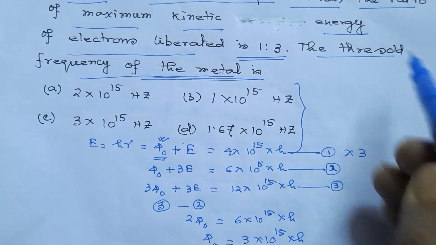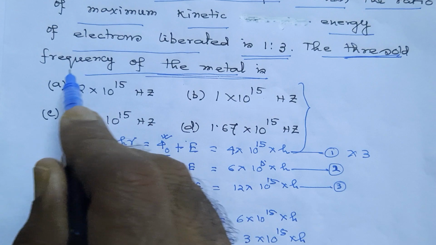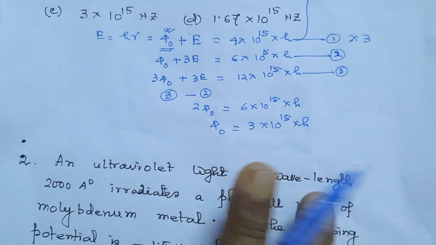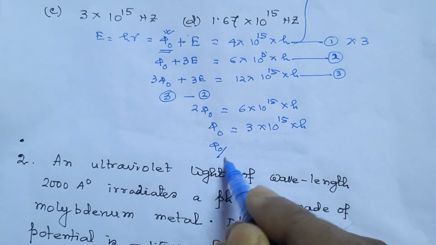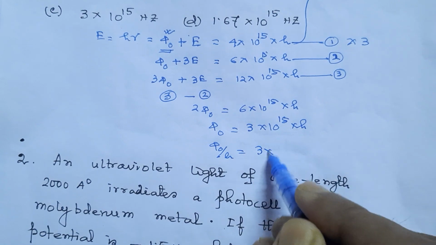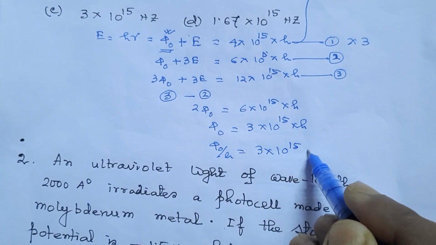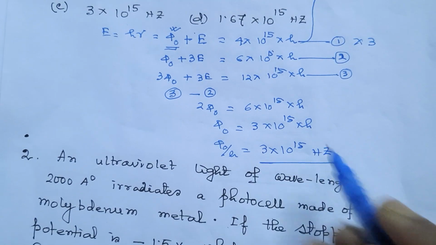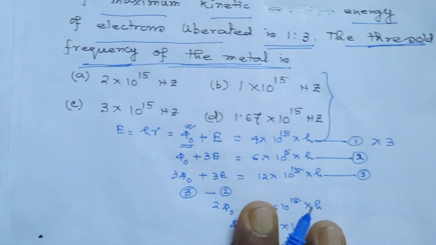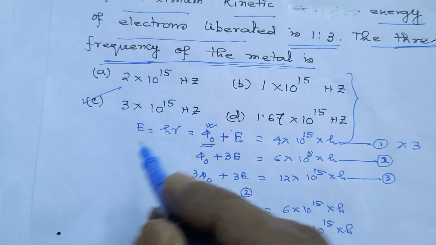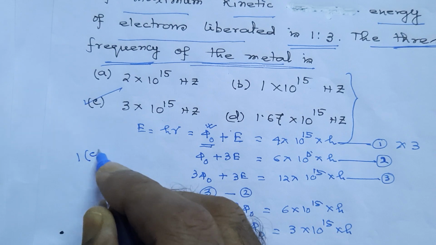What you need is the threshold frequency. So the corresponding frequency is phi 0 by h equals 3 into 10 to the power 15 Hz. So our correct answer is 3 into 10 to the power 15. So the correct option is C. The correct answer of question number 1 is C.